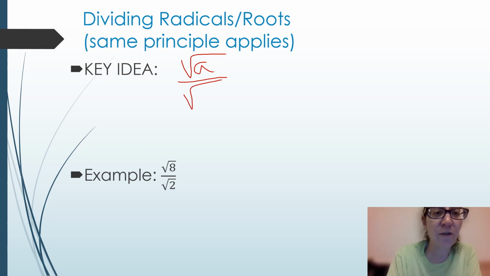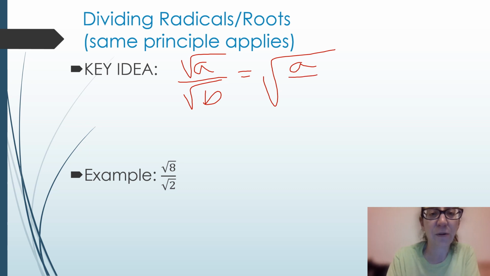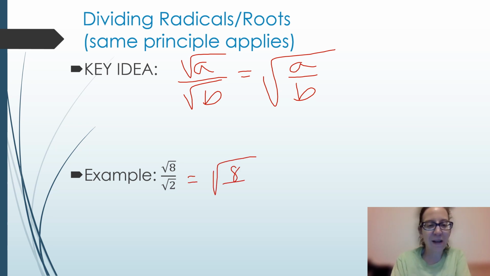If you have the square root of a divided by the square root of b, that could be written as the square root of a over b. And again, the reason for that has to do with the fact that division is just multiplication by the reciprocal. Now, what might that look like in a particular problem? Well, we have the square root of 8 over the square root of 2. So that could be written as the square root of 8 over 2. 8 over 2 is 4, and the square root of 4 is 2.